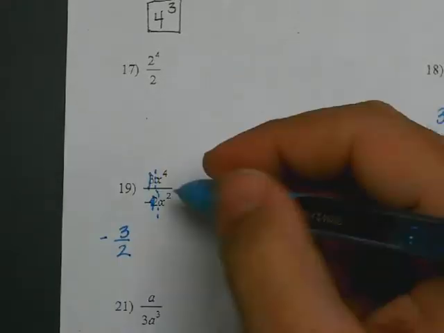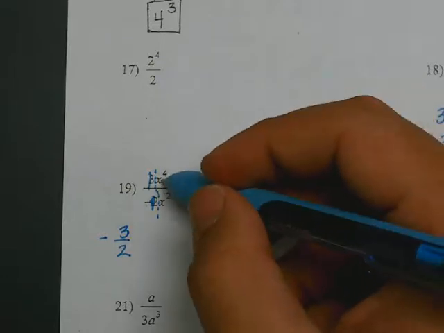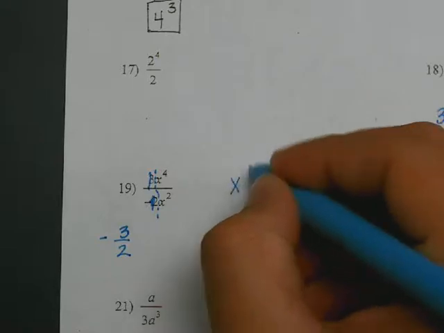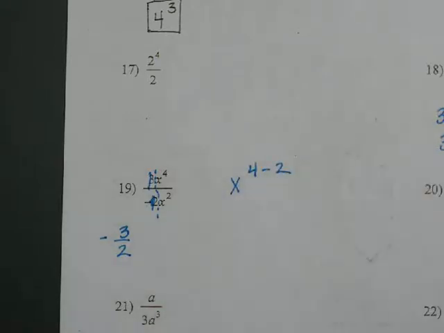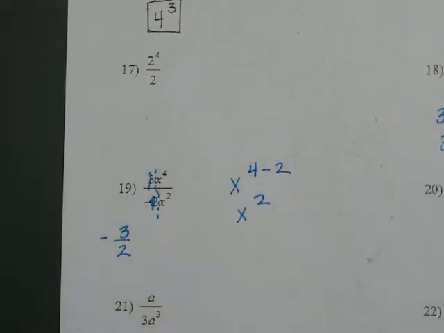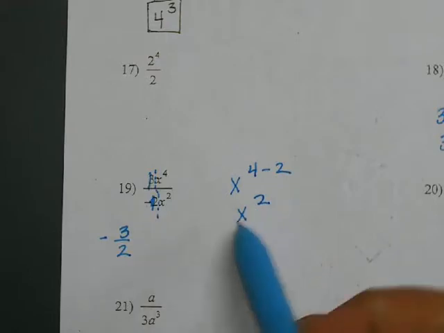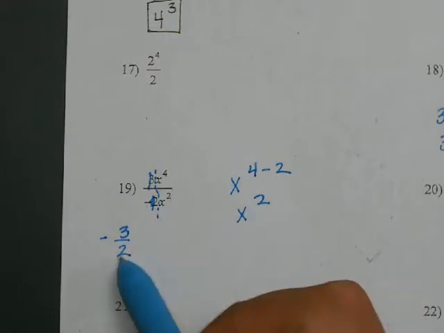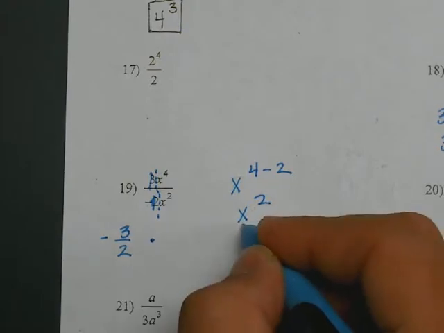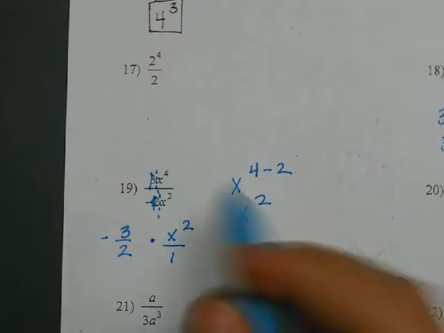Now let's go to the x's in the numerator and denominator. When you have like bases with exponents and you're dividing, you subtract. So you'd say x to the 4 minus 2. Well, 4 minus 2 is 2, so x to the 2nd power. But now these two are being multiplied. So I now need to multiply this x squared and this negative 3 halves. Well, how do I do that? I need to write this as a fraction. How do I write it as a fraction? I put it over 1. Because I've got to bring these two back together.